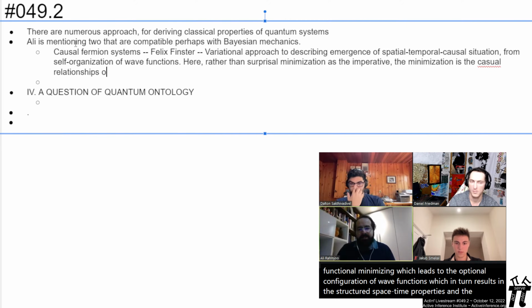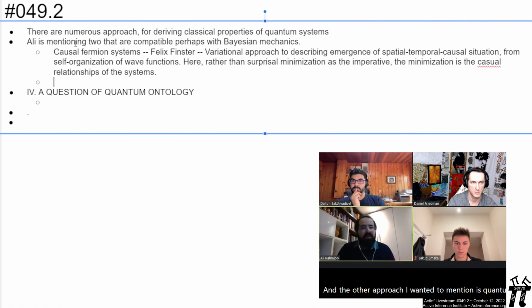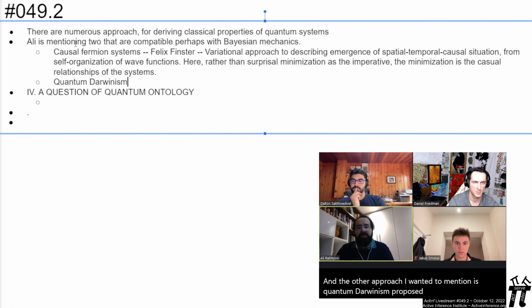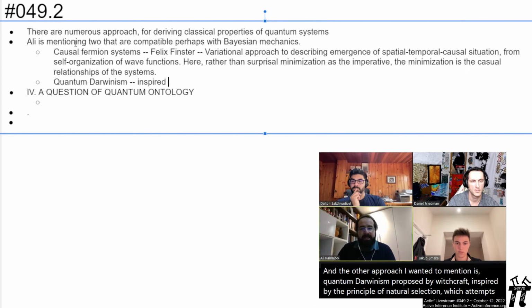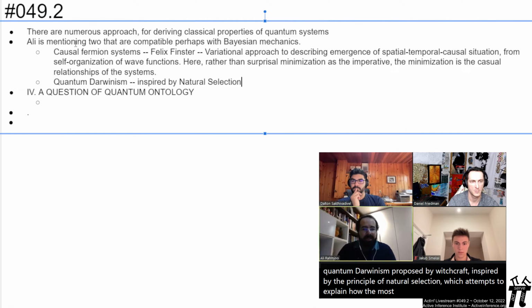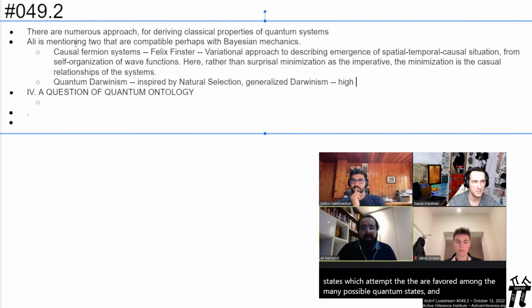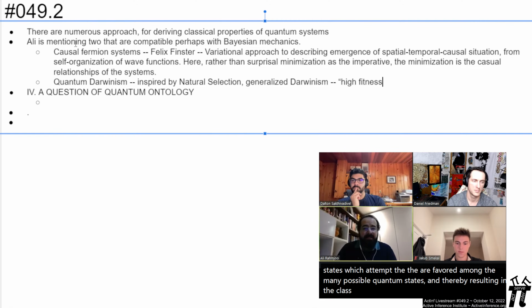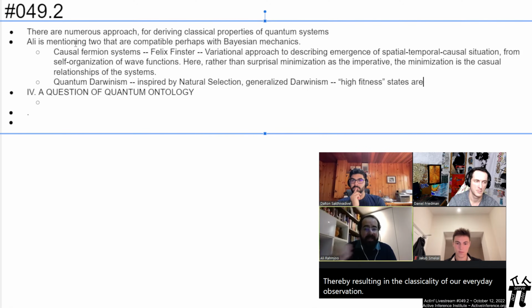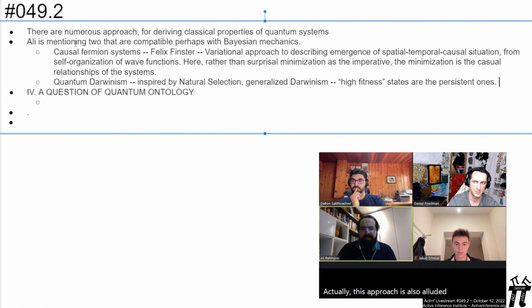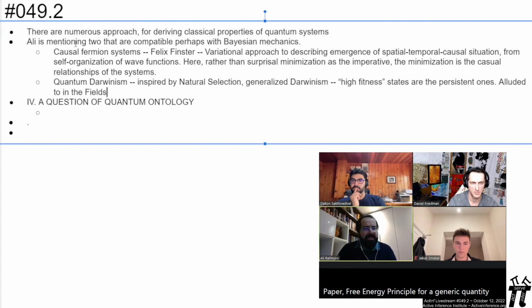And the other approach I wanted to mention is quantum Darwinism proposed by Wojciech Zurek, inspired by the principle of natural selection, which attempts to explain how the most stable pointer states are favored among the many possible quantum states, and thereby resulting in the classicality of our everyday observations. Actually, this approach is also alluded to in Fields et al.'s paper, Free Energy Principle for Generic Quantum Systems, I guess.